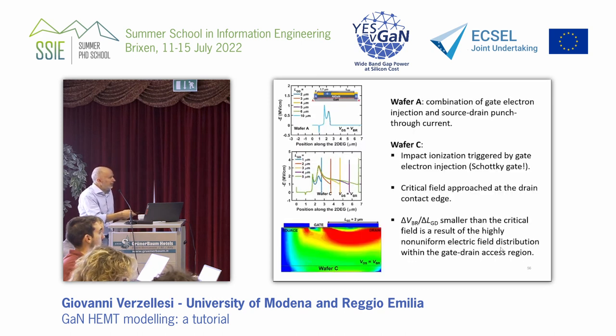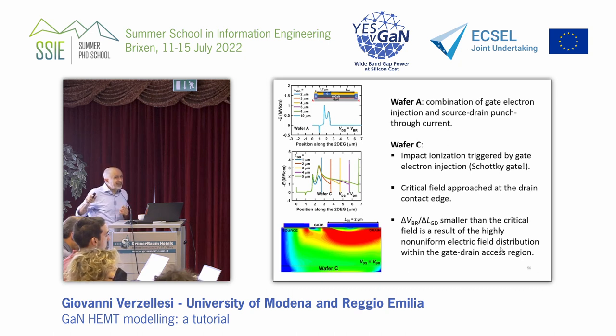For wafer C, carbon doped, there is a dependence of breakdown voltage on LGD because, thanks to carbon doping, increasing LGD leads to these effects. The electric field is distributed over a larger region, so the electric field peak decreases, because the area of the electric field profile must remain the same for a given VDS. And these are simulations: electric field profiles corresponding to simulation where impact ionization is triggered by electron injection. We have to remember that these are Schottky gate devices, and the critical field is approached at the drain contact edge.